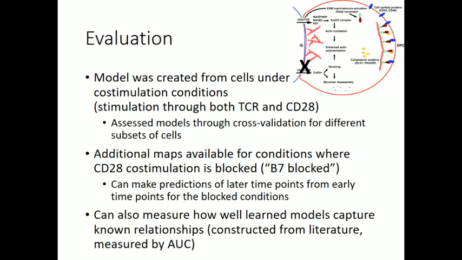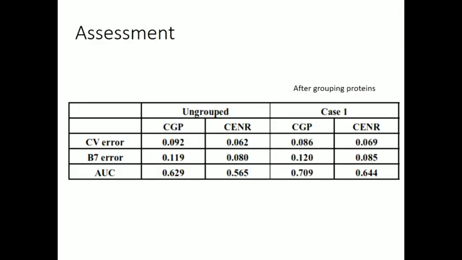The last thing that we did is that we constructed from literature an undirected graph of pairs of proteins that were thought to be interacting. Okay, where there was thought to be some sort of relationship between them, and we asked how many of those pairs did we find as high values in the adjacency matrix indicating that there was a relationship between them. Okay? So those results are shown here.